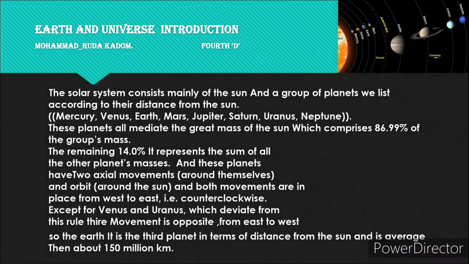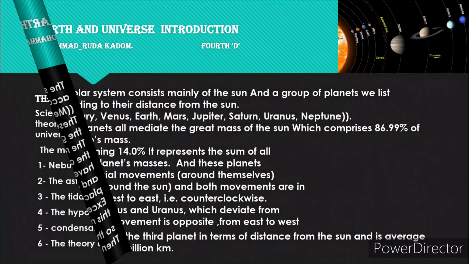So the Earth is the third planet in terms of distance from the Sun, at an average of about 150 million kilometers. Now we will talk about Earth formation.